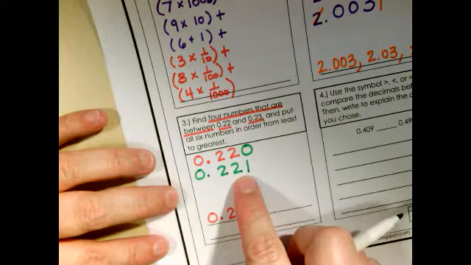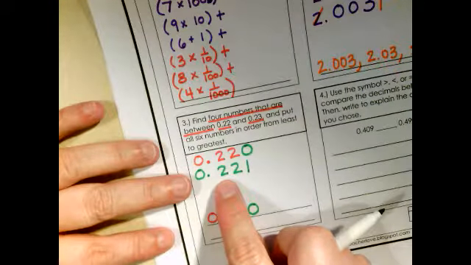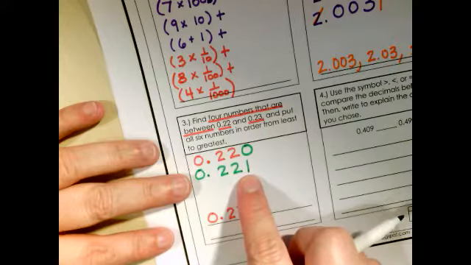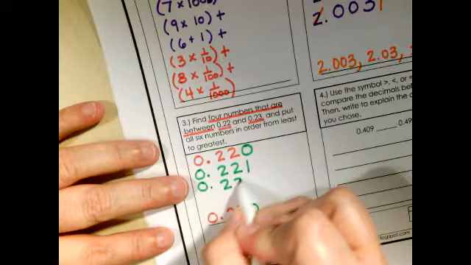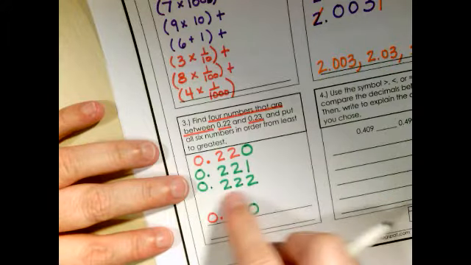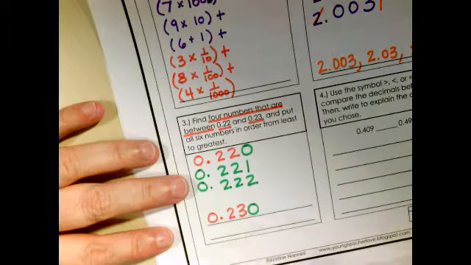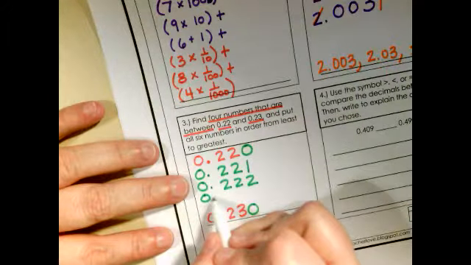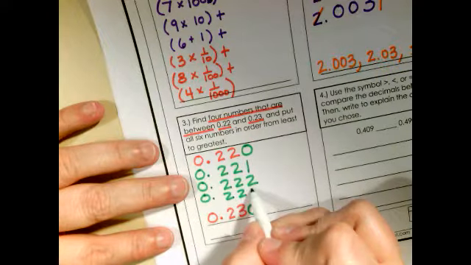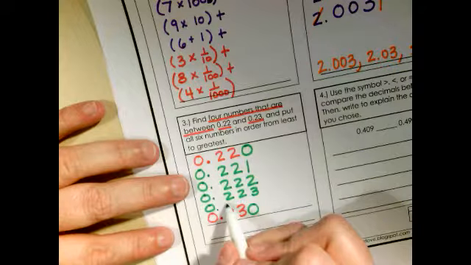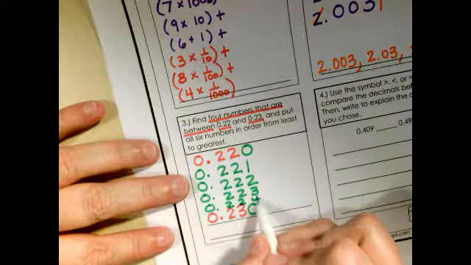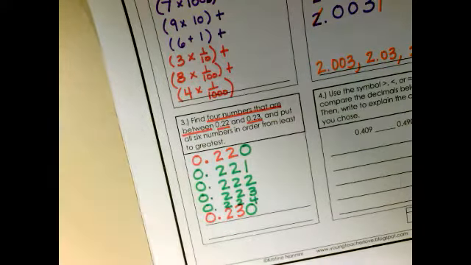So this number, 221 thousandths, comes in between there. 222 thousandths comes in between there. 223 thousandths comes in there. And here's another one. 224 thousandths also comes in there.